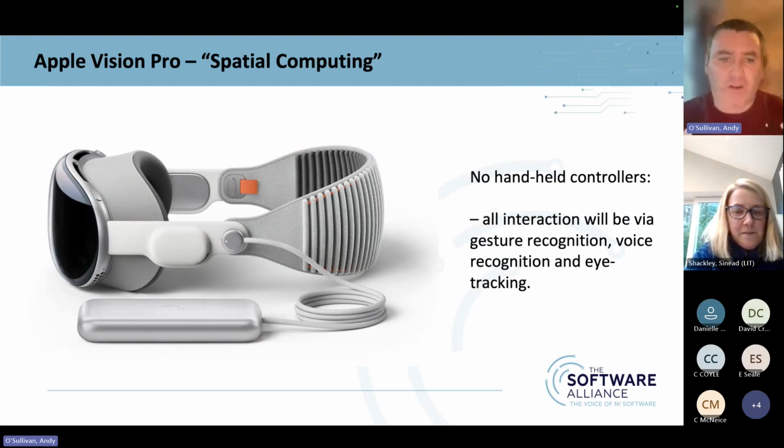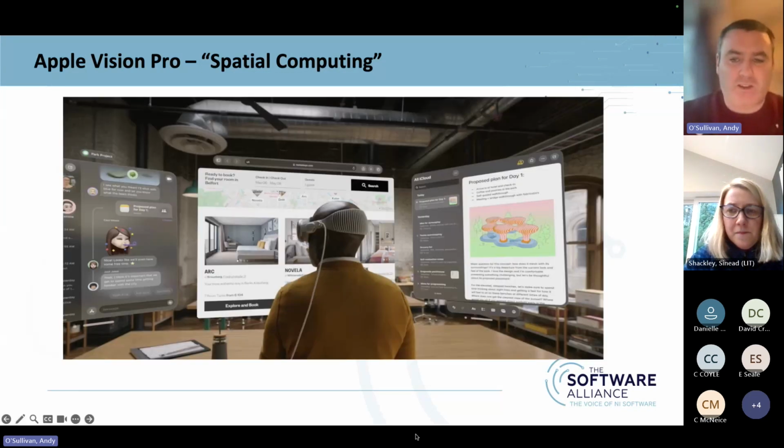There's no controllers with it. Like most virtuality things you buy, they have handheld controllers. There's no controllers with the Apple Vision Pro, so you interact with it through your voice, different things you're doing with your hands, and also eye tracking, so it will understand what you're looking at as your eyes move around.